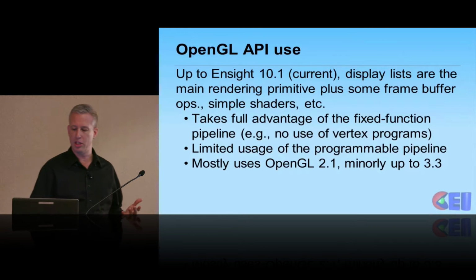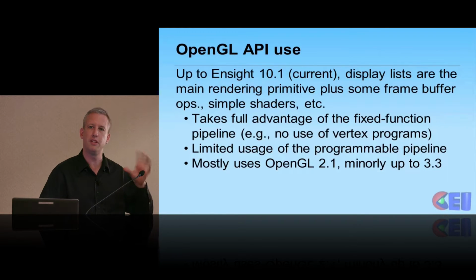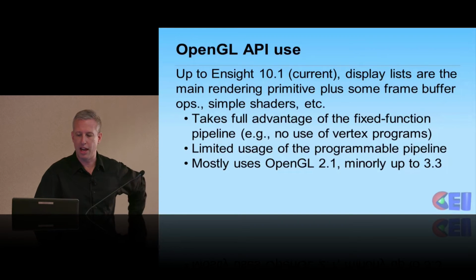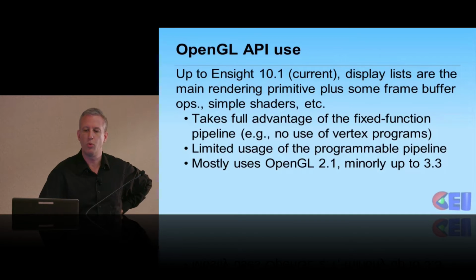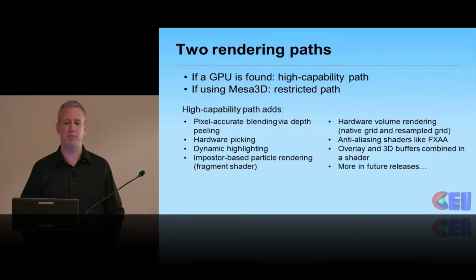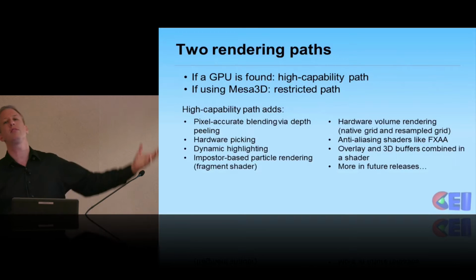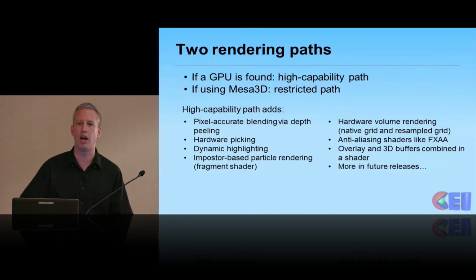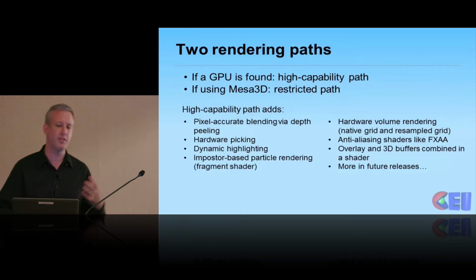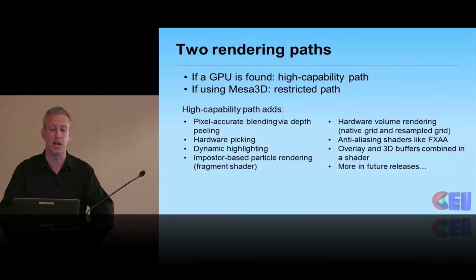We do have the ability to turn on and off different features depending on what we find with the graphics card. We've had to do that for historical compatibility with various cards. So we end up having two paths. If we have a GPU, we've got this high capacity path. If we don't have a GPU, we've been using Mesa, and we go, well, crap, let's turn off all of this stuff. And so if you've got the high capability path, you've got all sorts of really great stuff going on. Honestly, we do a lot of stuff with OpenGL.